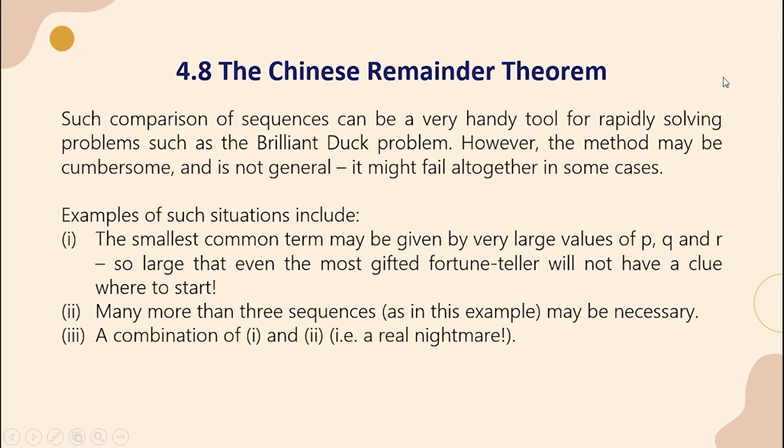Examples of such situations include: 1. The smallest common term may be given by very large values of p, k, and r, so large that even the most dedicated teller will not have a clue where to start. 2. Many more than 3 sequences, as in this example, may be necessary. And the last, a combination of 1 and 2, is a real nightmare.